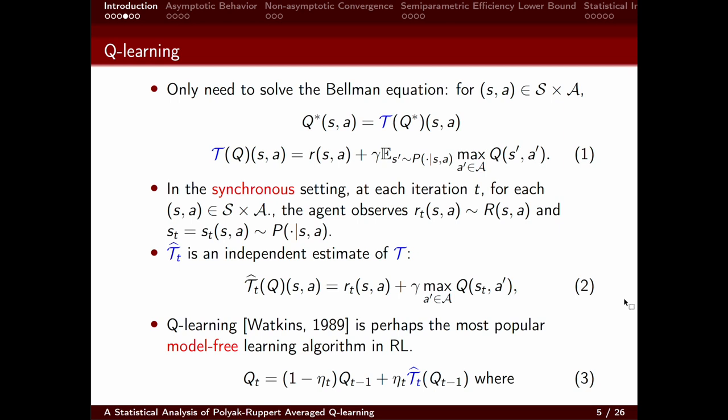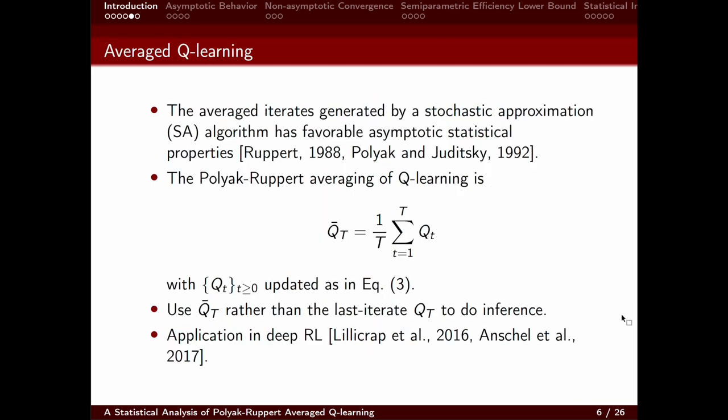The most popular model-free algorithm in RL is the Q-learning algorithm, which uses the empirical Bellman operator to incrementally update the Q-value function in equation 3. Here, eta t is the step size. The Polyak-Ruppert average of Q-learning is simply the average of the running Q iterates. That is, when we want to do inference, we do not use the last iterate Q_t, but instead we use the average iterate. This simple modification will often have some faster convergence and stability benefits.